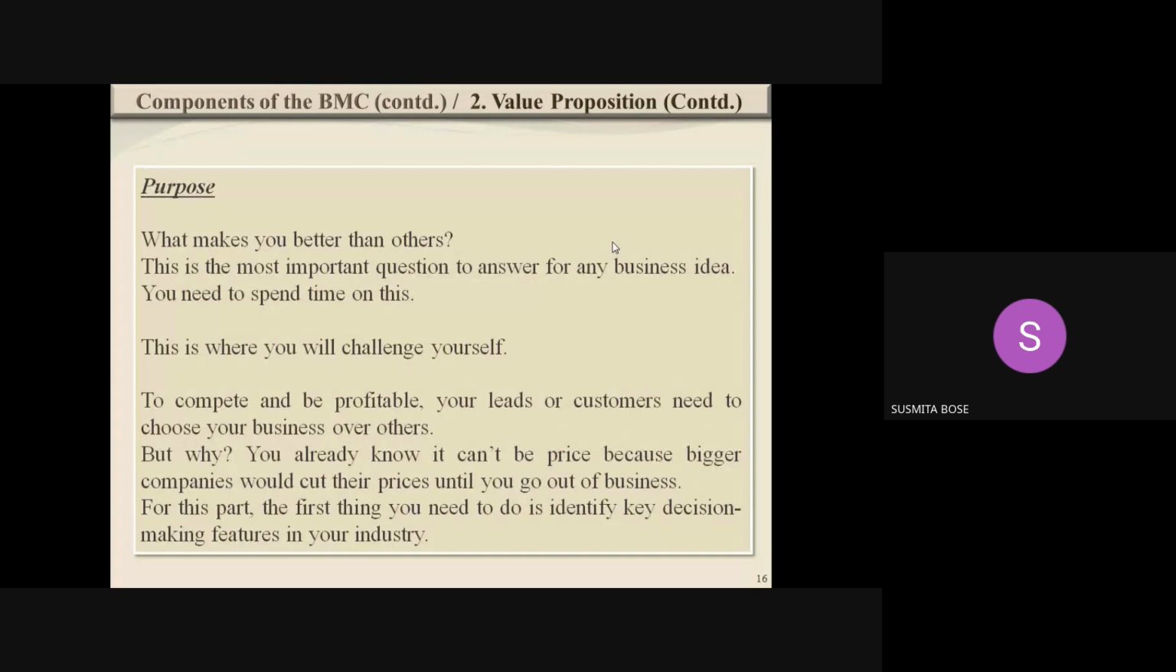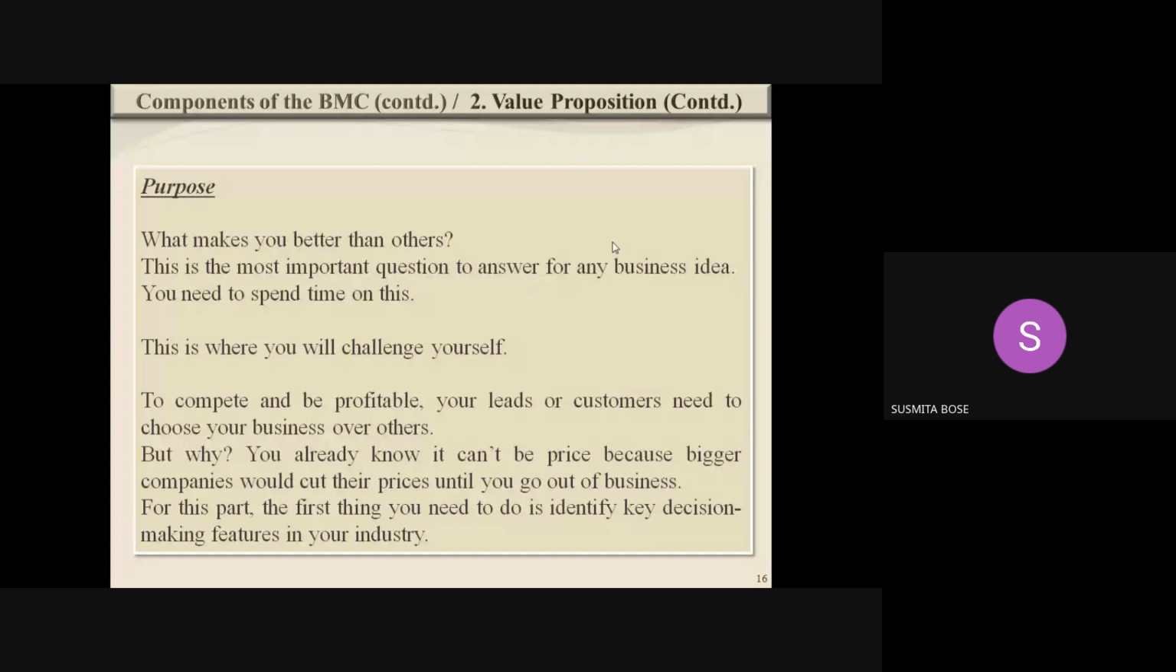Your leads or customers need to choose your business over the others. Otherwise, you'll not be able to sustain. But why will they choose your business? You already know it can't be price. If you decrease the price, like if you are selling something, a mobile, say a smartphone, or suppose something a little smaller for a newcomer, say spices or soap. Take something a little smaller, I mean, a small object.